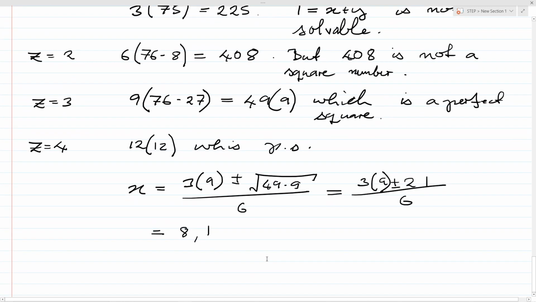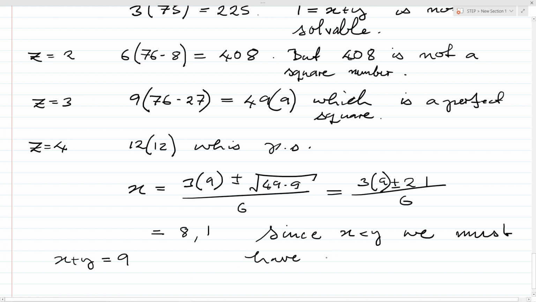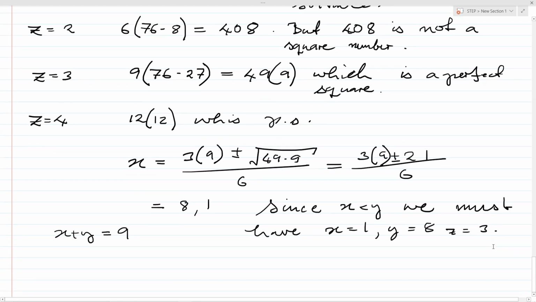But we have to remember that x is less than y. And then what we get is the triple, since x is less than y. And remember, we need to solve x plus y equals z squared, which is 9. We can do that when y is 8. We must have x is equal to 1, y is equal to 8, z is equal to 3. And we found 1, so that's great.